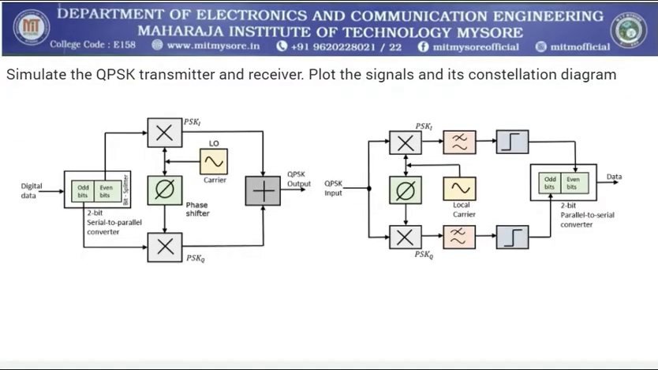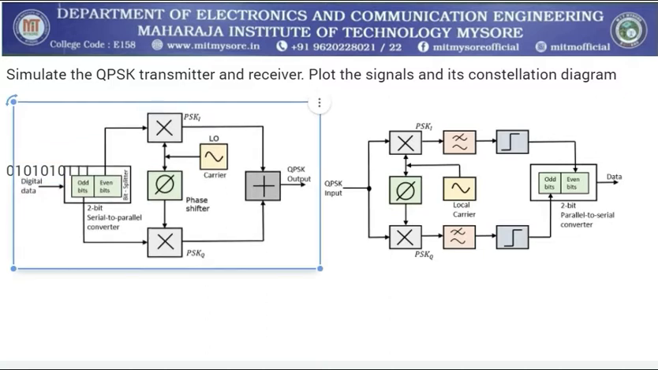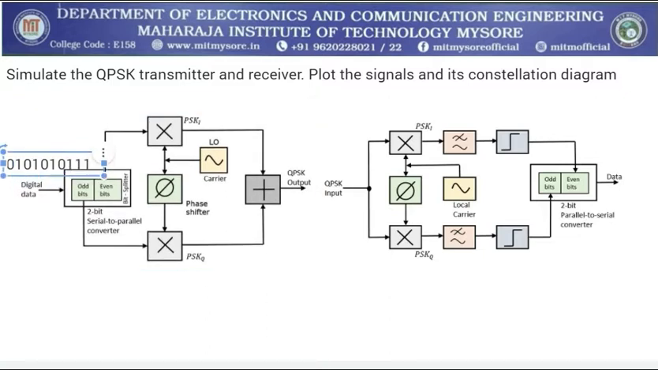The experiment is simulating the QPSK transmitter and receiver and plotting the signals and its constellation diagram. By looking at the diagram, we will be aware that digital data is going to be taken, a series of binary digits, say 0101010111. That will be inputted to the bit splitter.